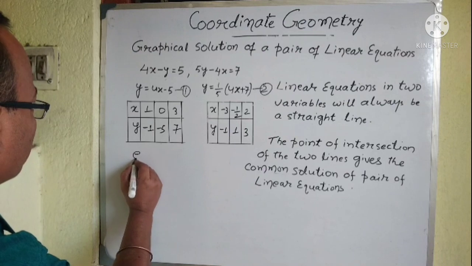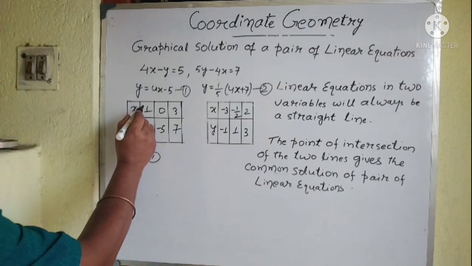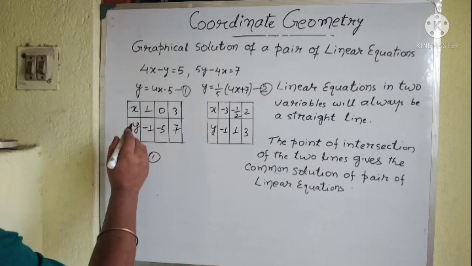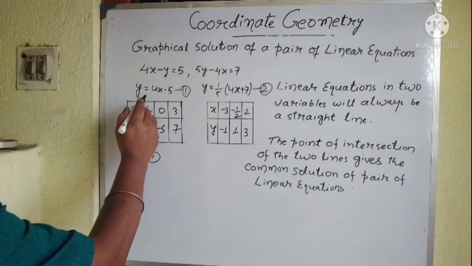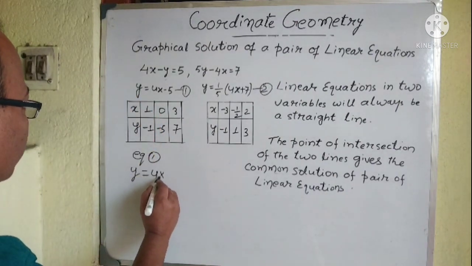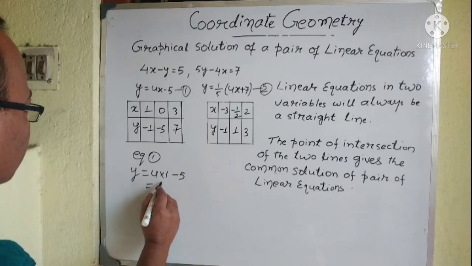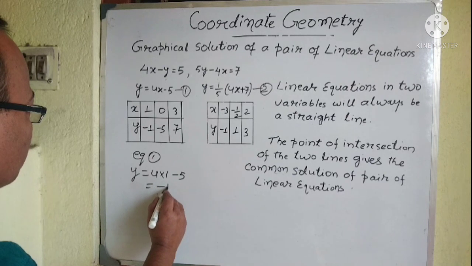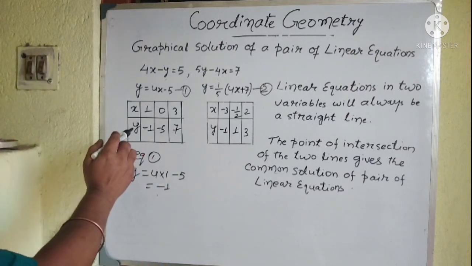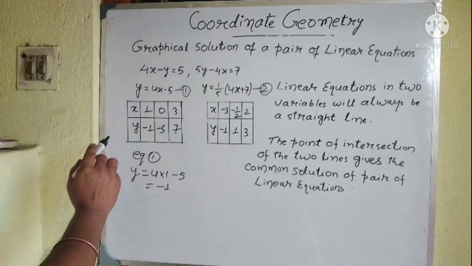Like we will take equation 1 and now I'll consider x equals 1. So you just substitute 1 in place of x. So y will be equal to 4 into 1 minus 5. So how much will it come? 4 minus 5. This will come minus 1. So write the value of y over here, minus 1. So when x is 1, then y is minus 1.